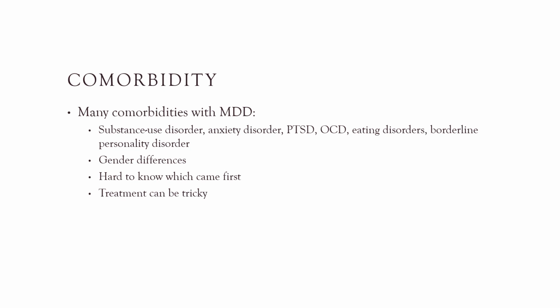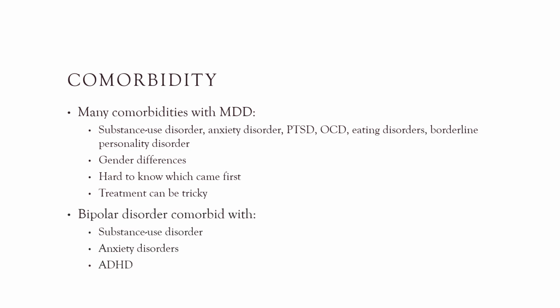Whenever someone has a comorbidity, it can make treatment very difficult because a medication that might help one of the disorders might actually make the other disorder worse. And so that always has to be taken into account when a treatment plan is being developed. And with bipolar disorder, you've got some similarities here. People with bipolar disorder are also likely to suffer from a substance use disorder. They may also suffer from anxiety disorders and ADHD as well.